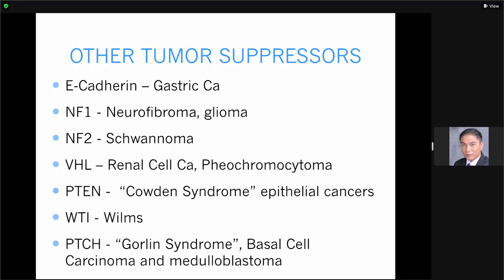So other tumor suppressors: E-cadherin in gastric cancer, particularly in the diffuse type, NF1 in neurofibroma, NF2 in schwannoma, VHL in renal cell cancer, as well as pheochromocytoma. PTEN in patients with Cowden syndrome, WT1 in patients with WAGR syndrome, and PTCH in patients with Gorlin syndrome and basal cell carcinoma.